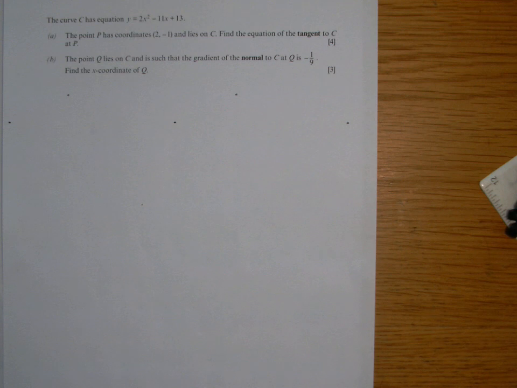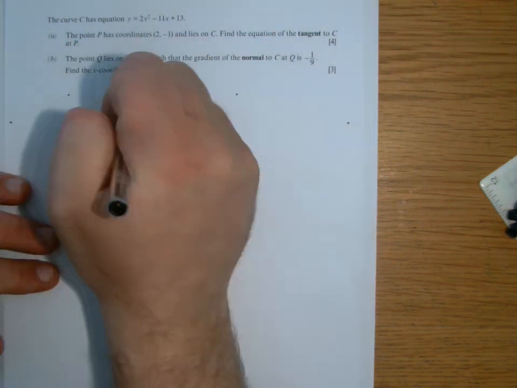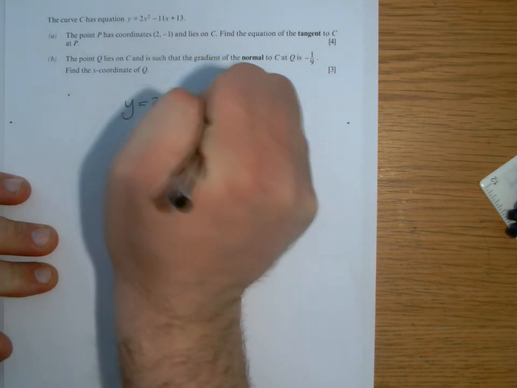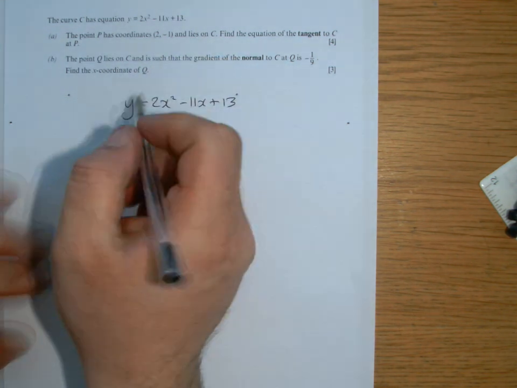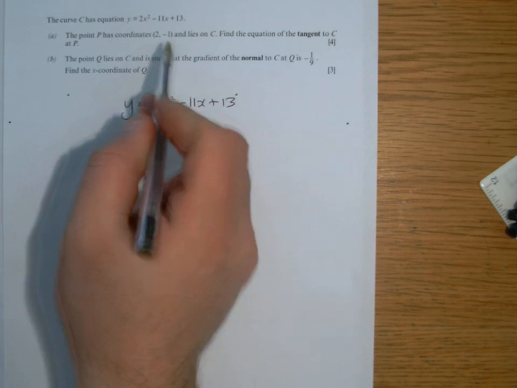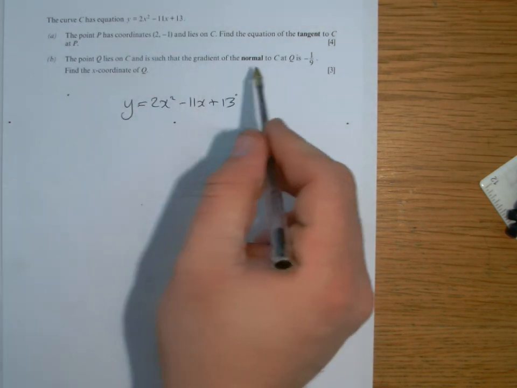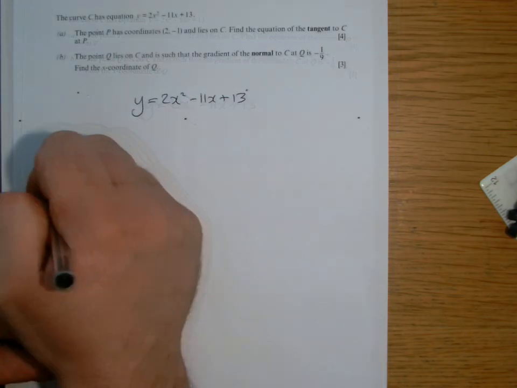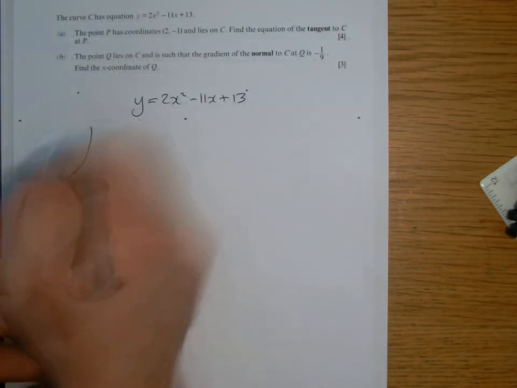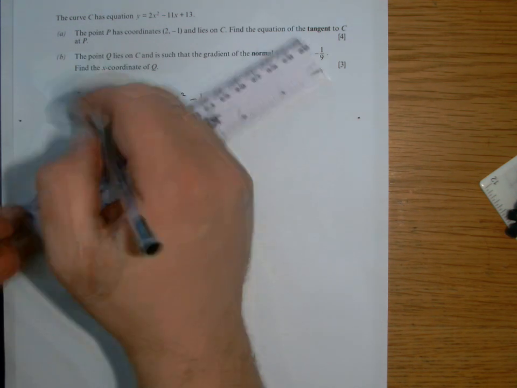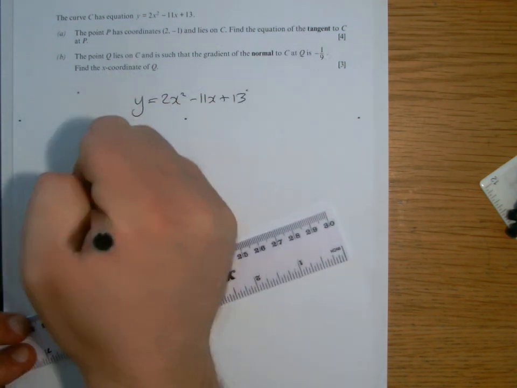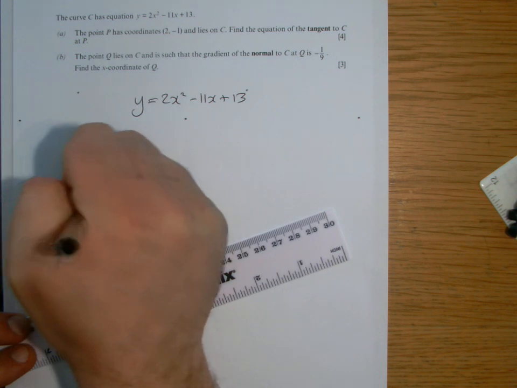Okay, so the curve has the equation y equals 2x squared minus 11x plus 13. And we are told the point P, which is (2, -1), lies on this curve, and we want to find the equation of the tangent at this point. So a little sketch, as we've done before, will help. Tangent at that point P, and it's got coordinates (2, -1).